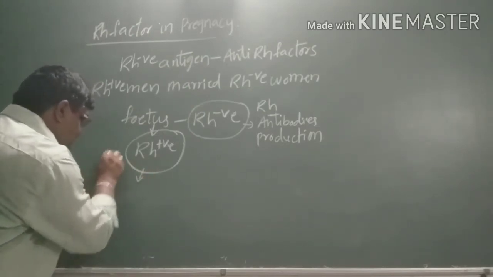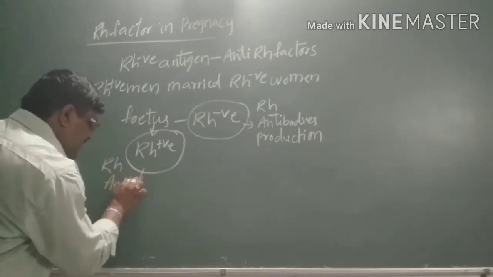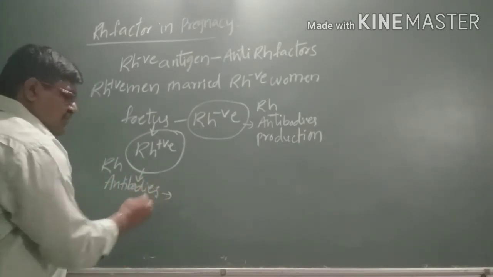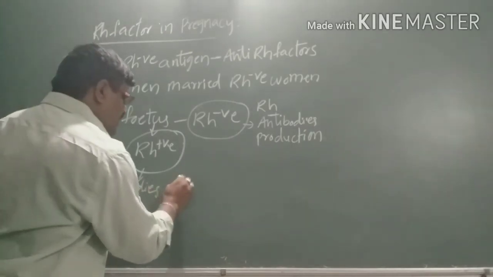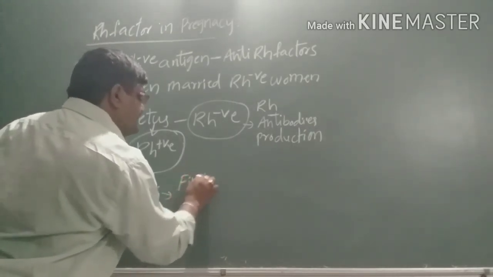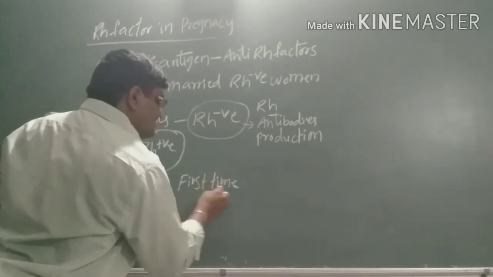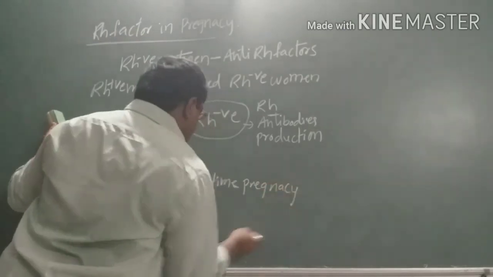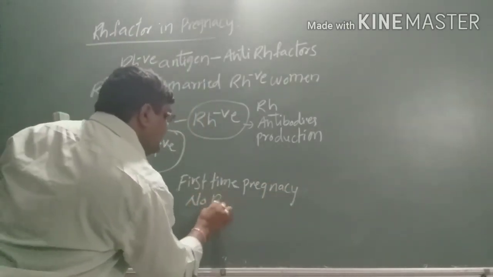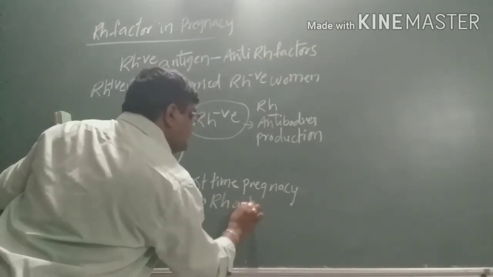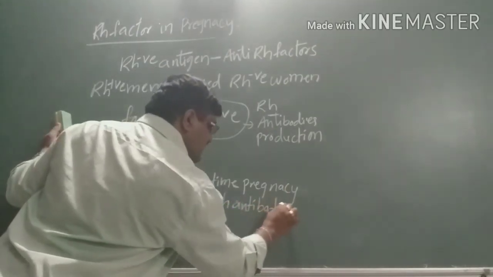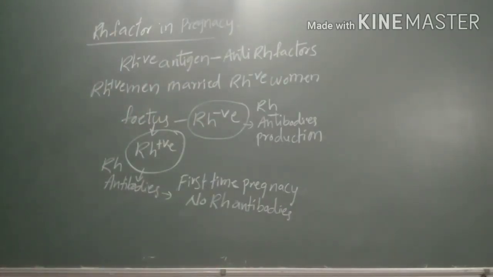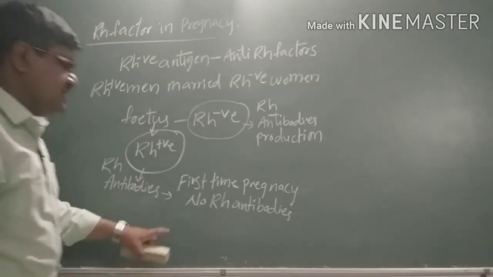The RH antibodies are produced. So in the first pregnancy, there is no RH antibody yet. Here there are no RH antibodies, which means the mother has to synthesize them.